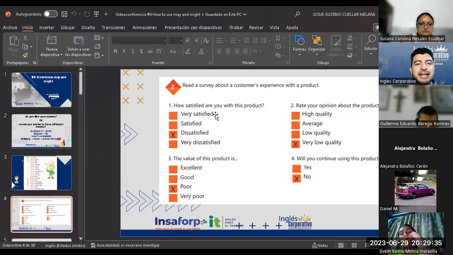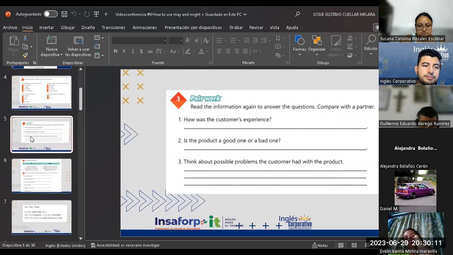Number one, how satisfied are you with this product? Dissatisfied. Number two, rate your opinion about the product's quality. Okay, so very low quality. Abajo, calidad muy baja. Number 3, the value of this product is, el valor de este producto es, poor, pobre. And 4, will you continue using this product? No. Okay. Now here we have the answers of this person, customer. Let's listen to some of this.